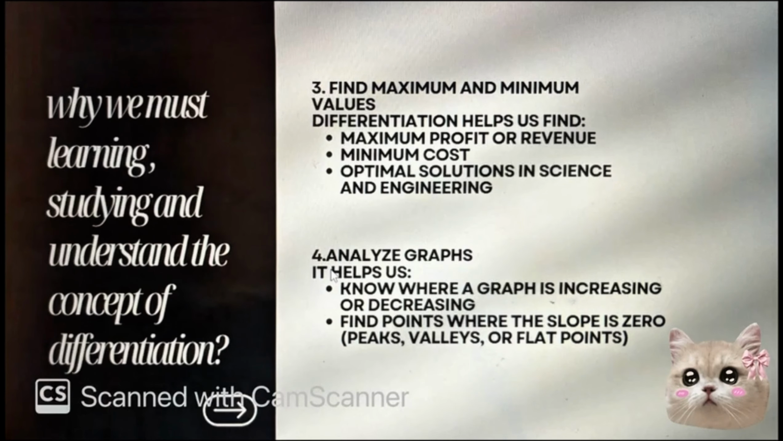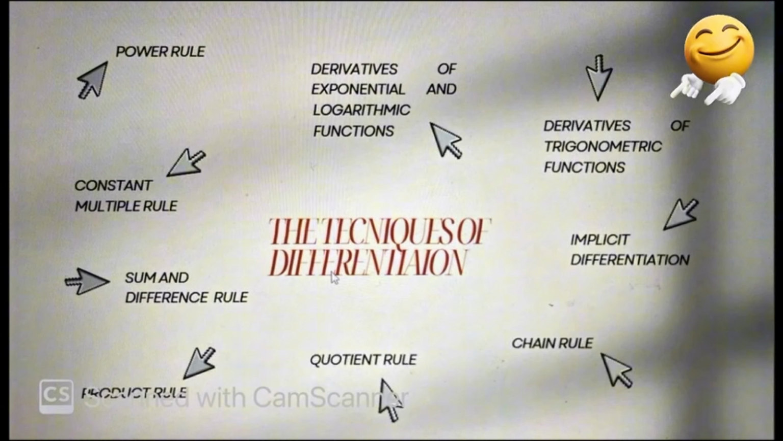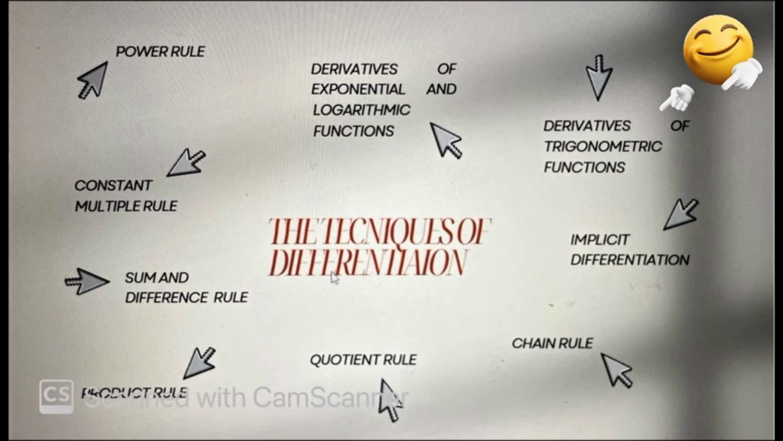Other than that, finding maximum and minimum values. For example, maximum profit or minimum cost. Last but not least, analyzing graphs. Differentiation shows where a graph is increasing, decreasing, or has turning points. Now, let's look at the main techniques of differentiation. There are some differentiation techniques. First of all, we have the power rule, constant multiple rule, sum and difference rule, product rule, quotient rule, exponential and logarithmic functions.